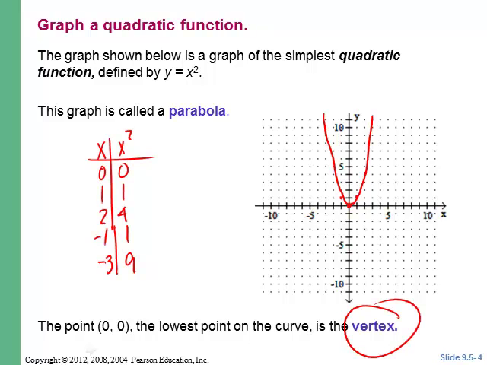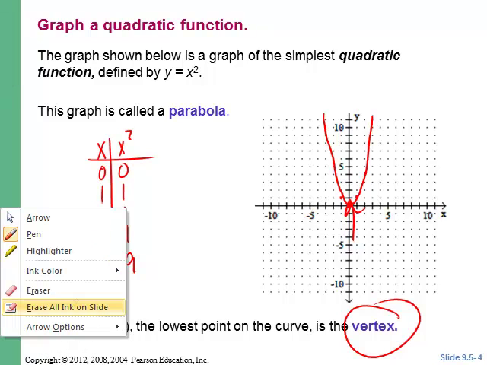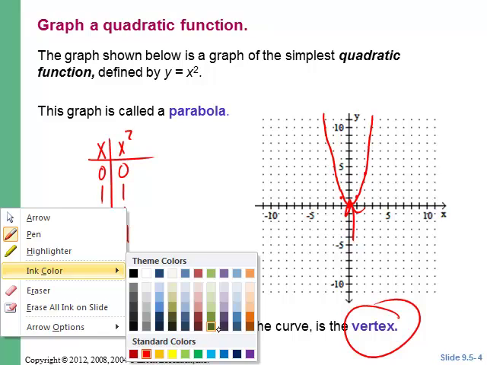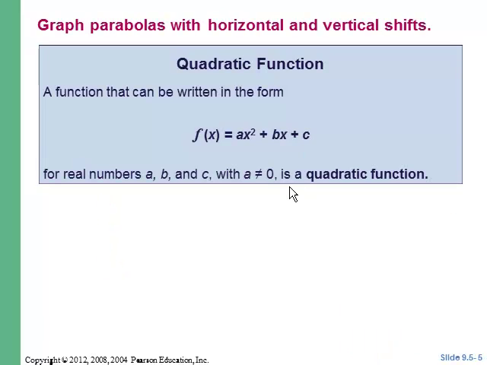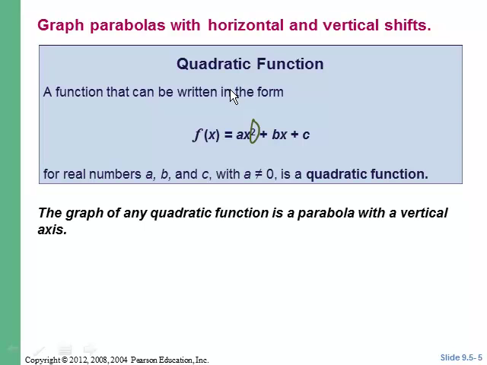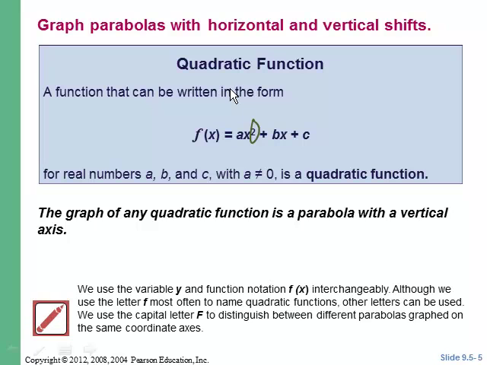The lowest point is called the vertex of the parabola. What's interesting about parabolas is that they are symmetric across the line that goes through the vertex, so that this point is as far from the center line as this point is. Any function that can be written with the x squared term is a quadratic function. The only rule is that a can't be 0, because if a is 0, then it's not quadratic anymore. These graphs we said are called parabolas.